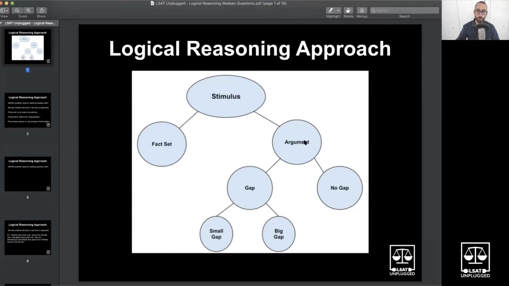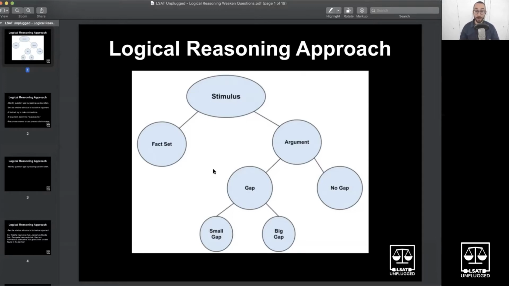Weaken questions, of course, will be on the argument side. So either you have a gap or you have no gap. No gap means there is no difference or no space between evidence and conclusion. It's airtight. The evidence guarantees the conclusion 100%, leaving no ambiguity at all. This, of course, rarely happens on the actual LSAT. Actual LSAT arguments typically contain a gap, and that gap can either be a small gap or a big gap.